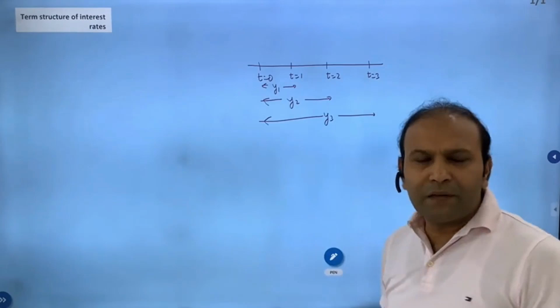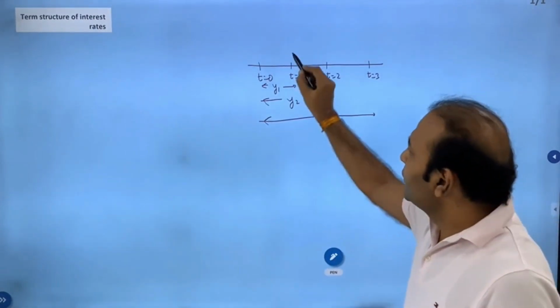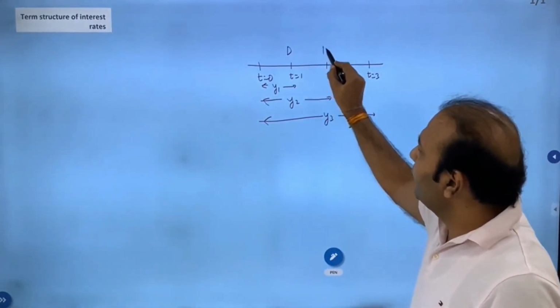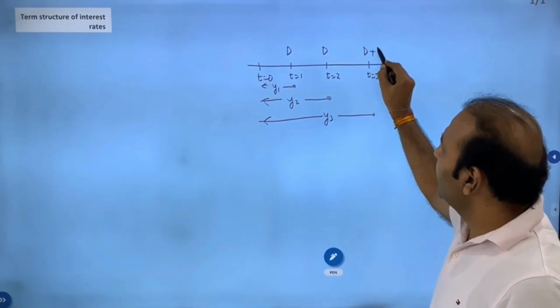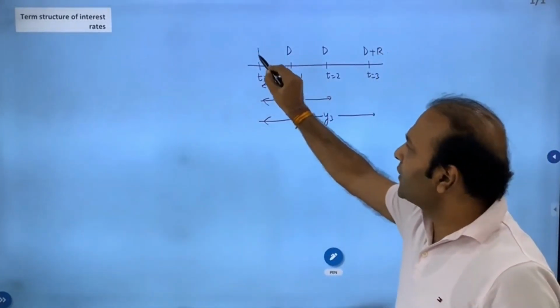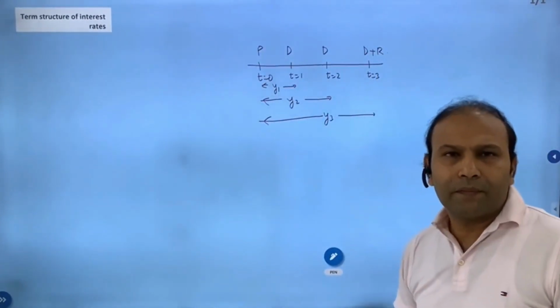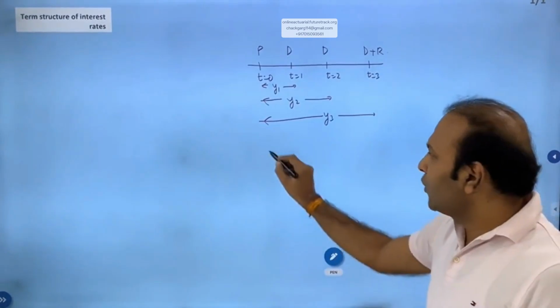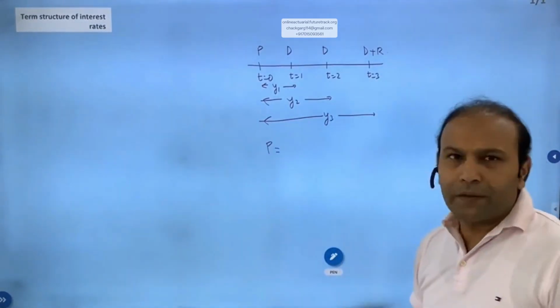Fine. And let us suppose we have a 3-year bond which is paying a coupon payment of D and redemption of R. And class, my aim is to find the price. Fine. So class, how to find the price using the spot rate?